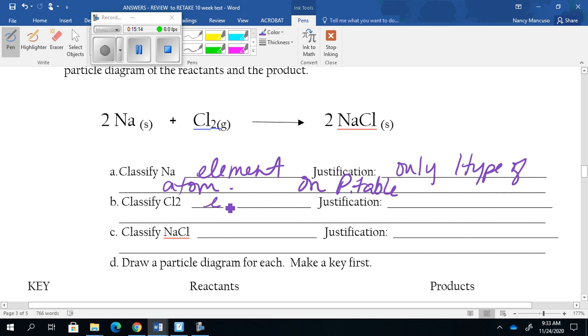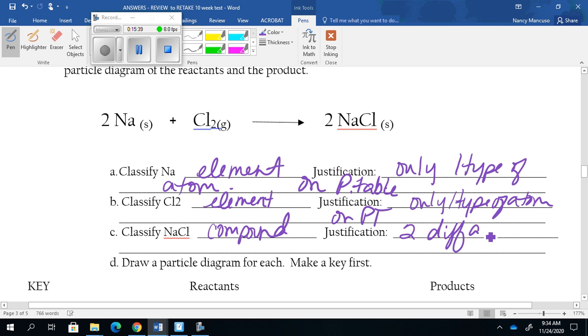Cl2, this is also an element. It just happens to be one of those diatomic elements. It's never alone. Cl is with another. Justification, same thing, only one type of atom, and it is on the periodic table. All right, NaCl is a compound. And the reason why I know it is a compound is because I have two different atoms bonded together.